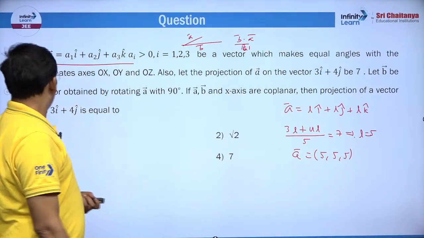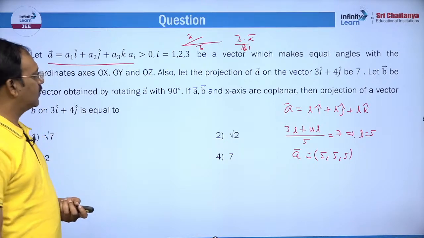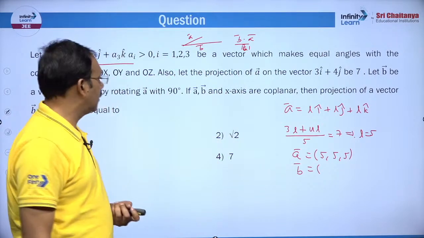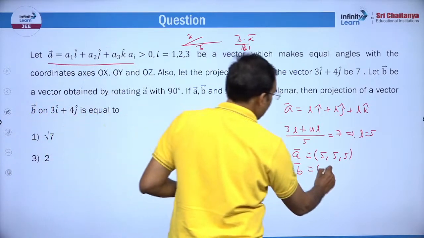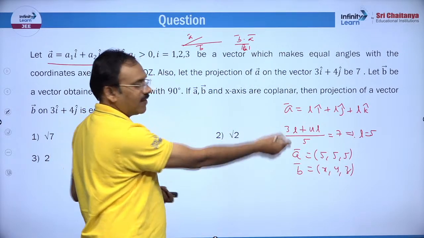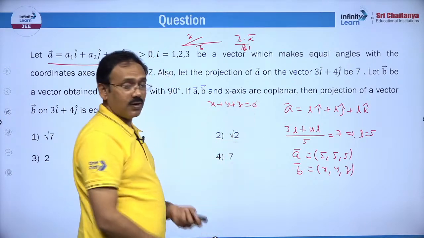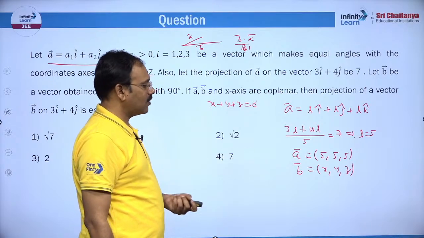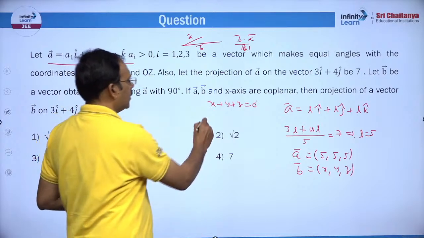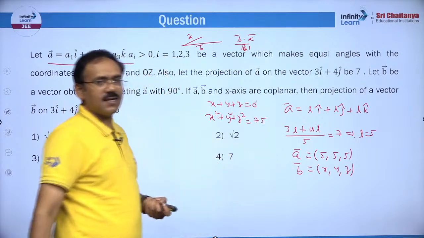The next, friends, B bar is a vector obtained by rotating A bar by 90 degrees. Okay. So, B bar is another vector, rotating this in the sense it maintains the same magnitude, but it makes an angle, say like the vector (x, y, z). These two are perpendicular, that means 5x plus 5y plus 5z is 0. So, x plus y plus z is equal to 0. Moreover, the magnitudes of B bar and A bar are the same, root of x square plus y square plus z square is equal to root of 75. So, x square plus y square plus z square is also 75, that is the second data.